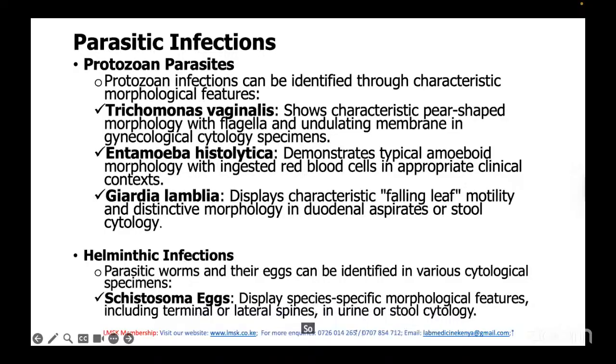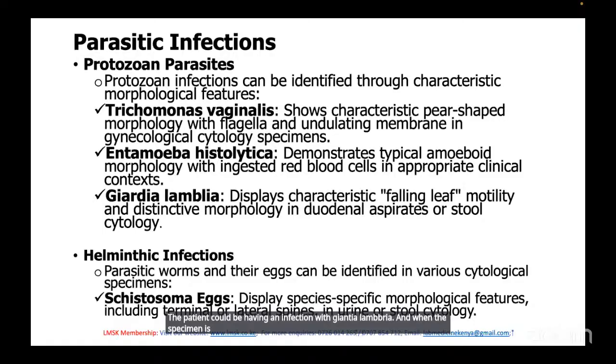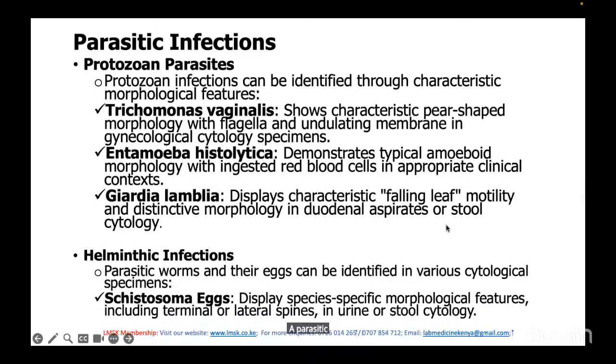So duodenal aspirates are one of the specimens that we handle in the cytology laboratory. Sometimes the patient does not have duodenal cancer. The patient could be having an infection with Giardia lamblia. When the specimen is brought, they are suspecting cancer, but the cytologist is able to pick it out and say the patient does not have duodenal cancer, the patient has a parasitic infection.